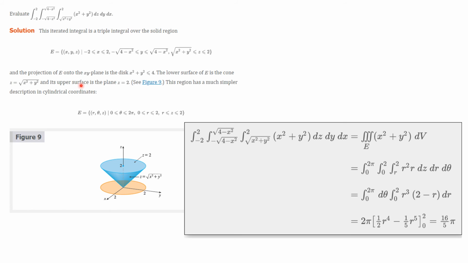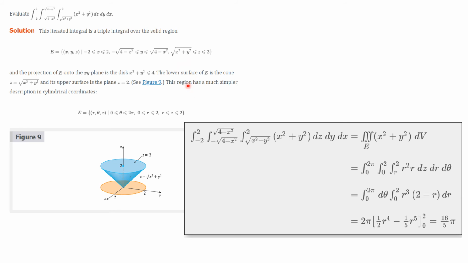And the projection of E onto the xy plane, you can see it here in the picture, is the disk x squared plus y squared less than or equal to 4. Now that's going to be a circle, and you can see the symmetries with respect to the z-axis, so we can see that this is shaping up to be a nice application of cylindrical coordinates.